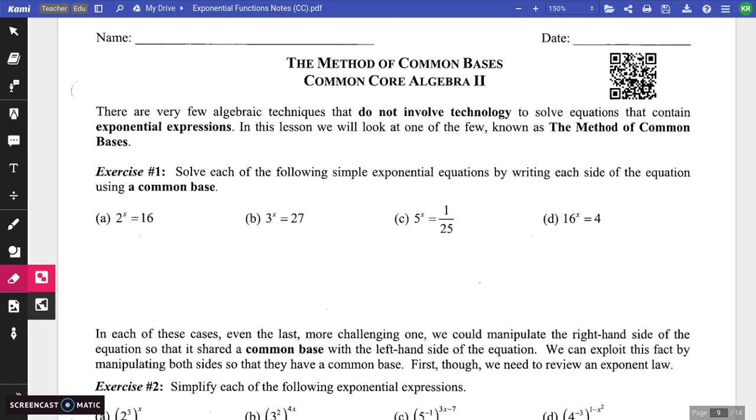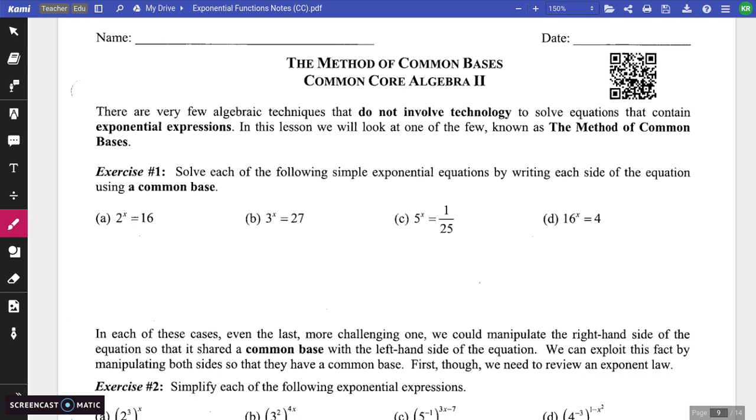Today we're going to look at the method of common bases, and this is a technique that you can use to solve some exponential equations. Okay, so if we start with A, 2 to the x power equals 16. You might say, well, it's 4. 2 to the 4th power is 16, so x is 4, and you're correct.